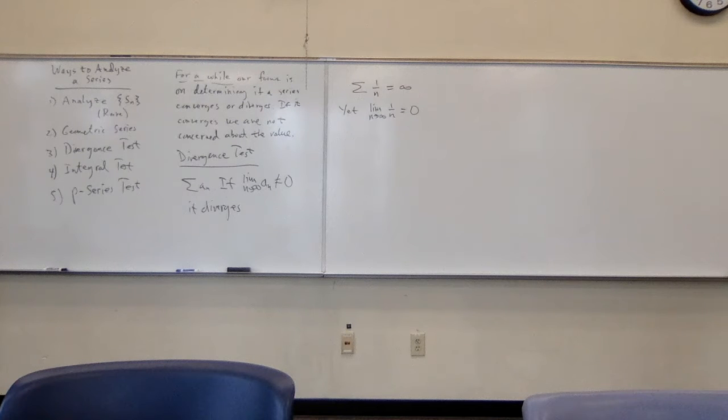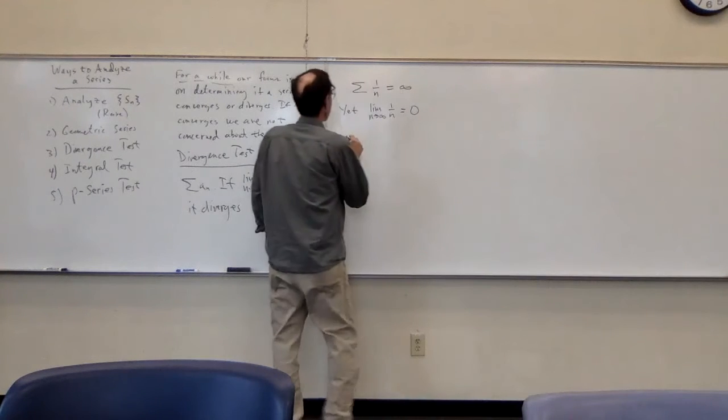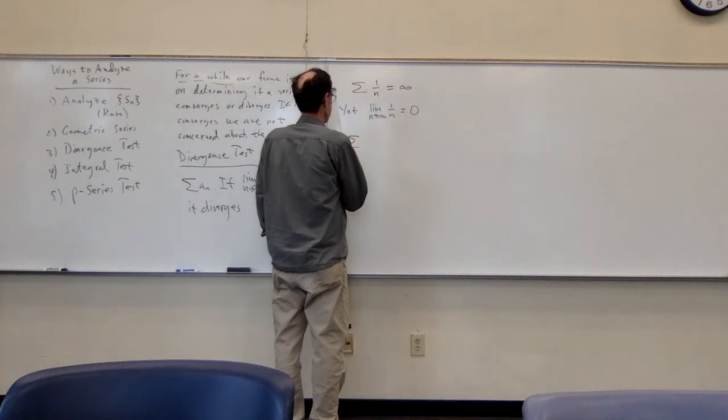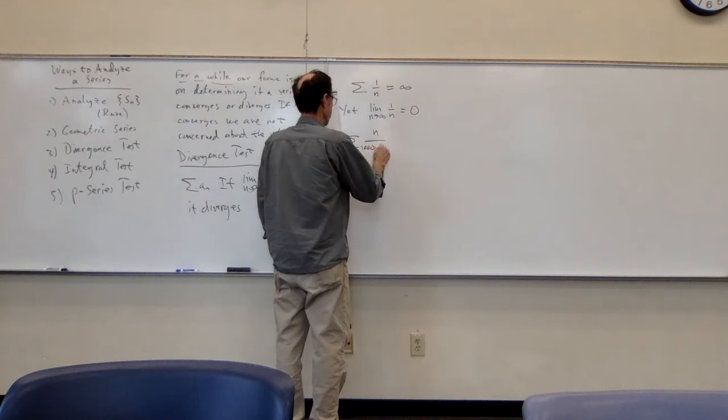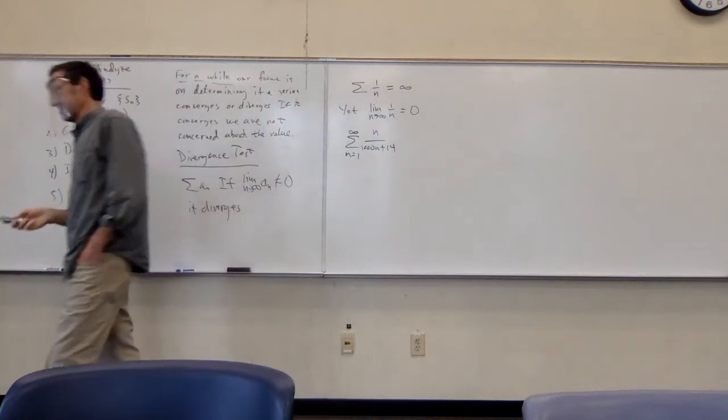We've been doing a lot. Not only did we do them in chapter 2, we've seen them since. We learned L'Hopital's rule. Maybe it could come in here. All right, the summation of n over 1,000n plus 14, n goes from 1 to infinity. Converge or diverge, what do you think?